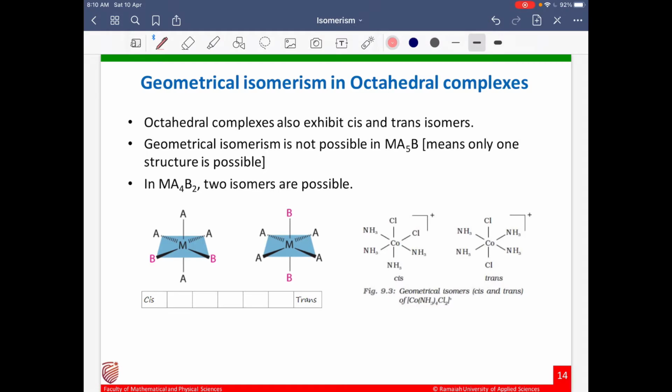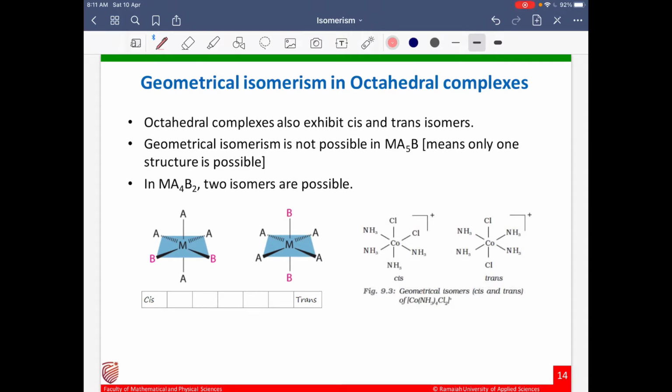Now geometrical isomerism in octahedral complexes. Octahedral complexes also exhibit cis and trans isomerism. But geometrical isomerism is not possible for an Ma5b complex, meaning only one structure is possible for Ma5b. But in Ma4b2, two isomers are possible.